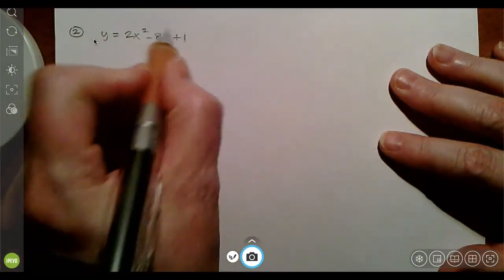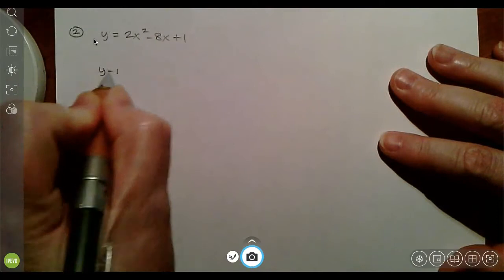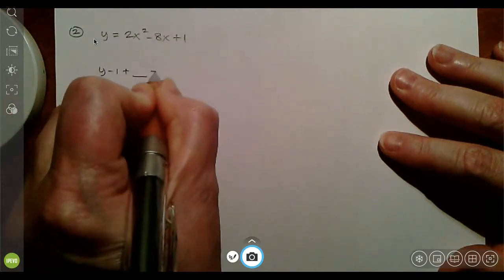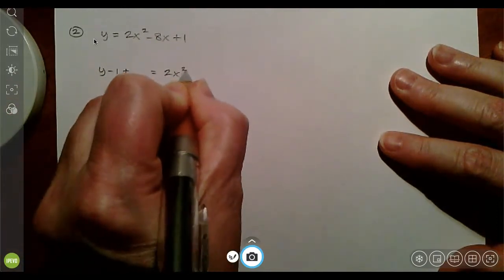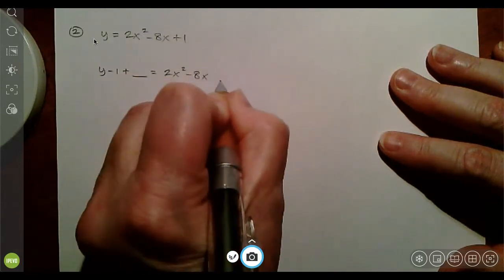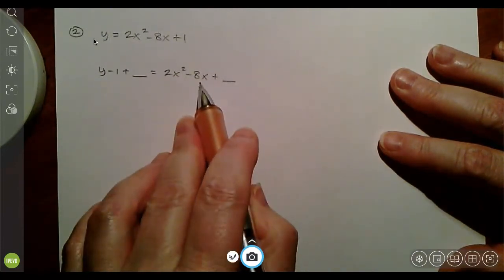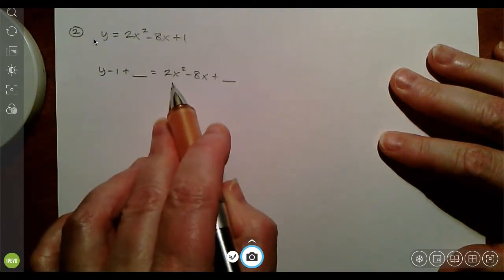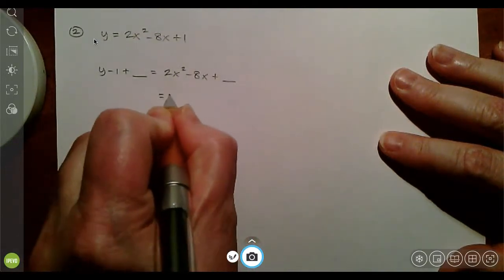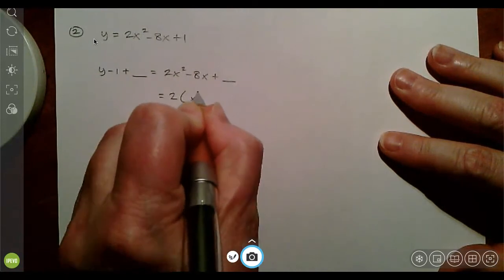So the first step's still going to be the same here. I'm going to subtract 1 from both sides and I'm going to leave a blank here. And then over here I have 2x squared minus 8x plus blank. So remember, when you go to complete the square, you divide this term in half and square it. But before you can do that, this has to be a 1x squared. So what I'm going to do is factor out that 2.